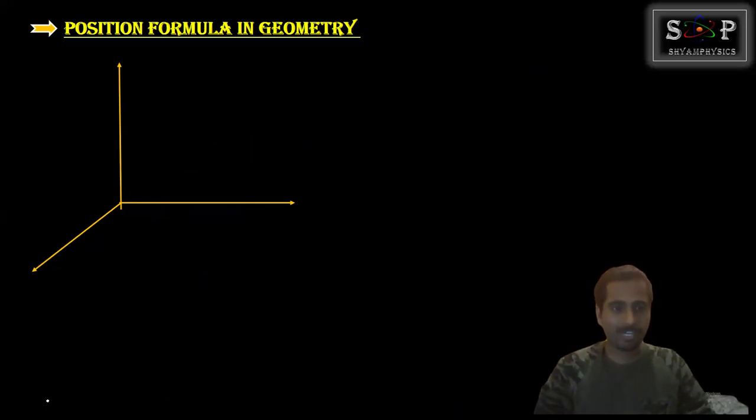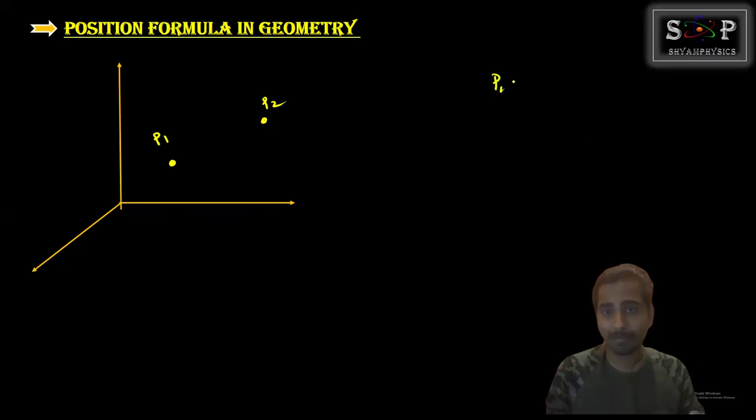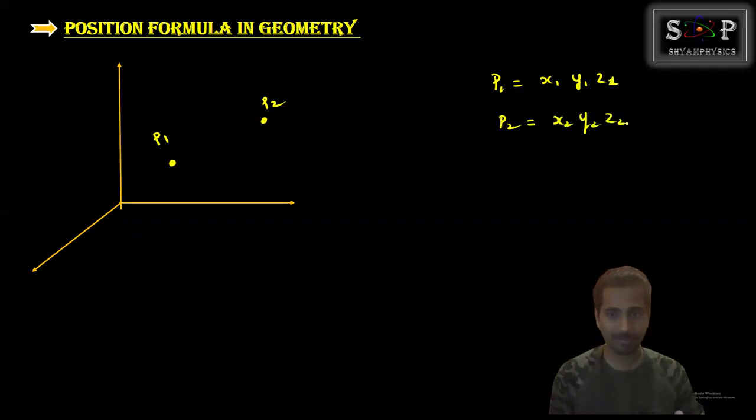Now, if they ask about three-dimensional geometry, for example, this is the first position and this is the second position. The first position P1 includes x1, y1, z1, and P2, the final position, includes x2, y2, z2. It means it is three-dimensional geometry.